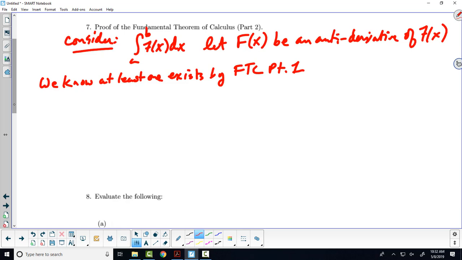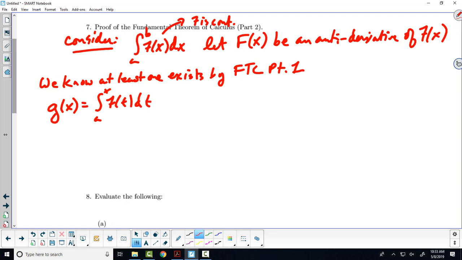Why? Well, we need f to be continuous. Yes, maybe I should have said this. I should have said that f is continuous. But so I know there's a function g of x equal to the integral from a to x of f of t dt.